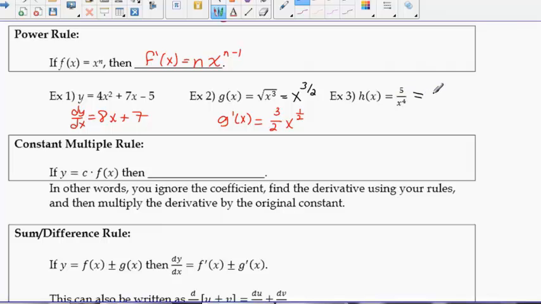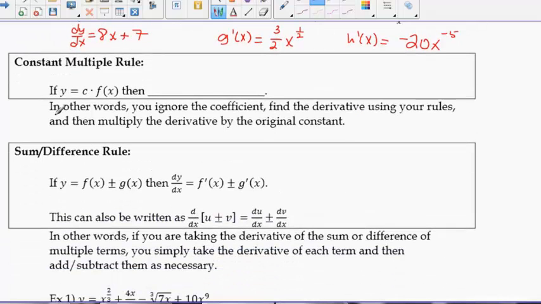So 5 over x to the 4th is the same as 5x to the negative 4. Then I'll take the derivative. h prime of x is negative 20 x to the negative 5th. Be careful. Bring down the negative, keep that. Negative 4 minus 1 is negative 5. So make sure you pay attention to your negatives.